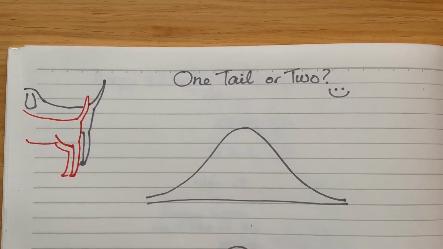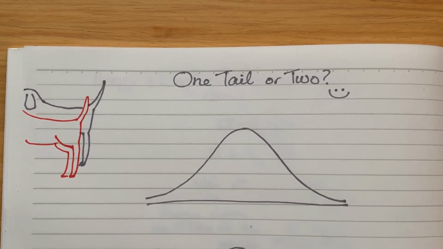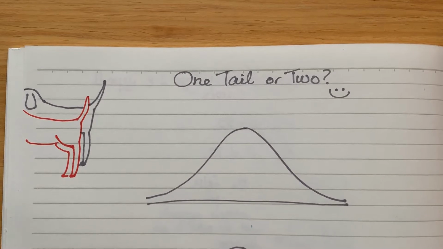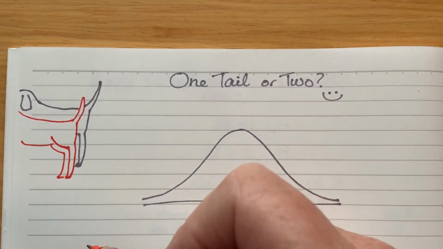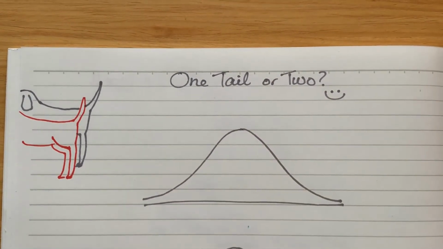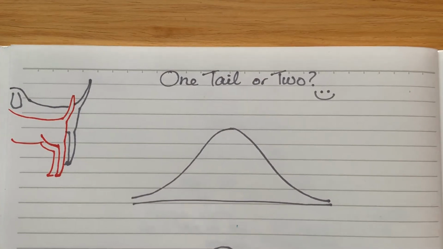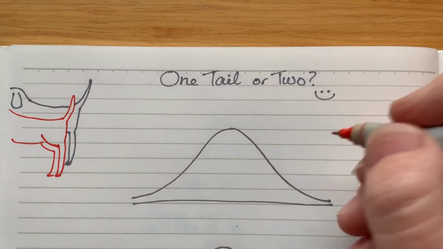Okay, so let's talk now a little bit about whether this is a one-tailed test or a two-tailed test. I don't know if you're a cat person or a dog person. I'm better at drawing dogs, so I made a little doggy here. It really depends on a couple things.